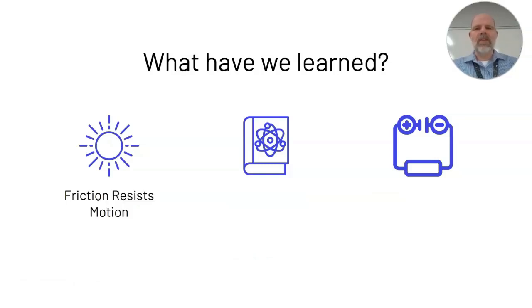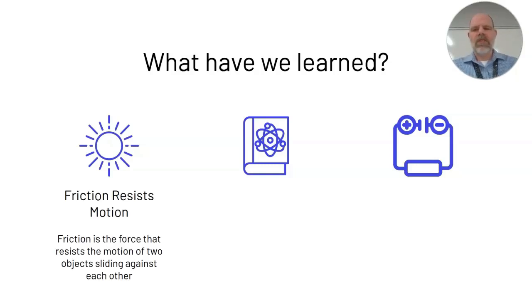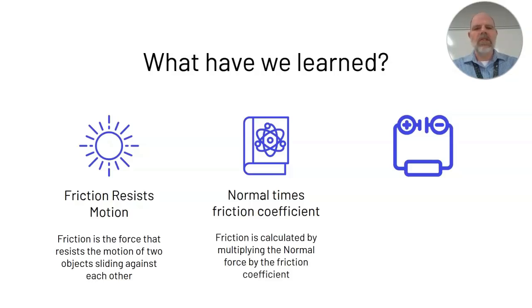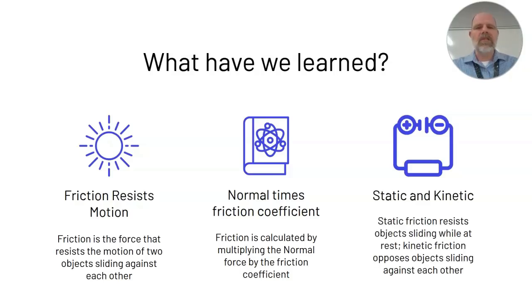Okay, so what have we learned in this video? We've learned that friction resists motion. So friction is the force that resists the motion of two objects sliding against each other. We've learned that the normal force times the friction coefficient is how you calculate friction. So friction is calculated by multiplying the normal force by the coefficient of friction. So this is either the static coefficient of friction or the kinetic coefficient of friction. And static and kinetic friction are two different types of friction. So static friction resists objects sliding while at rest, and kinetic friction opposes objects sliding against each other.